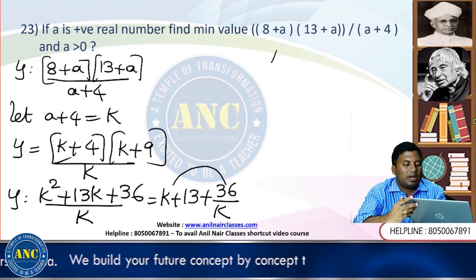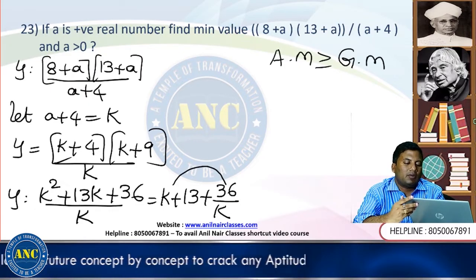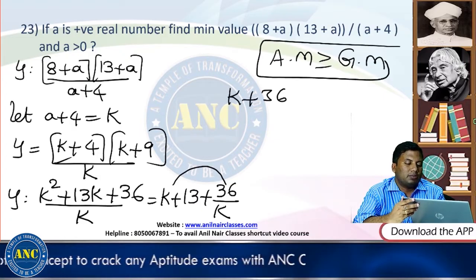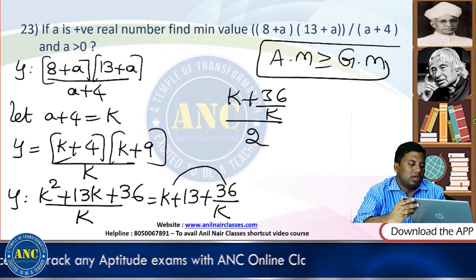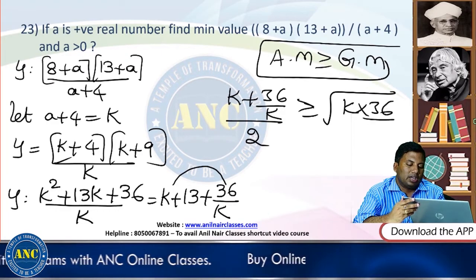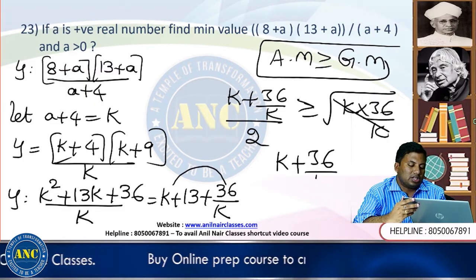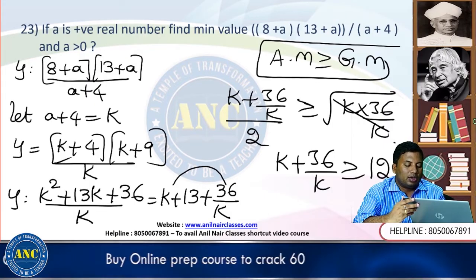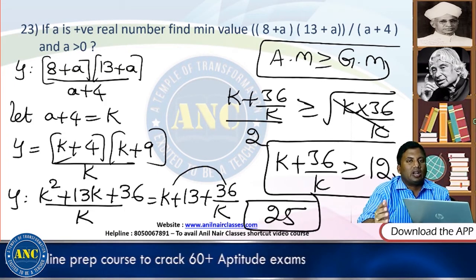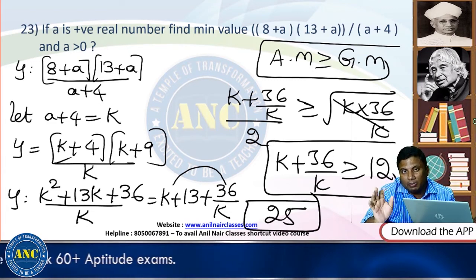Apply AM greater than or equivalent to GM for this one. K plus 36 by K by 2 greater than or equivalent to root of K into 36 by K. 6 2s are 12. So K plus 36 by K greater than or equivalent to 12. Minimum value is 12. 12 plus 13 is 25. I hope the concept is clear.